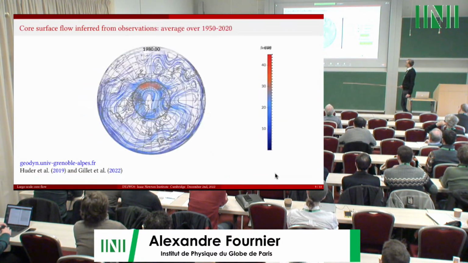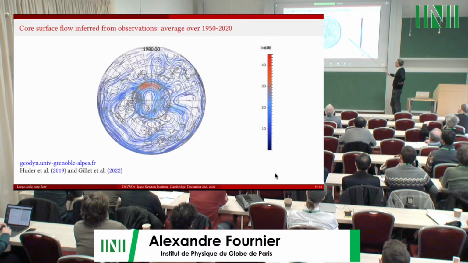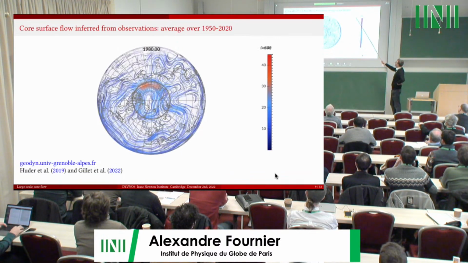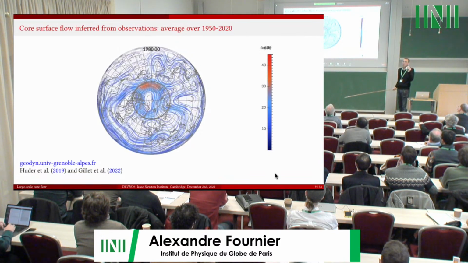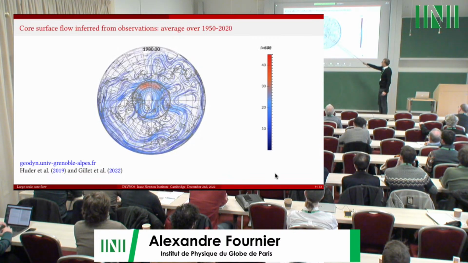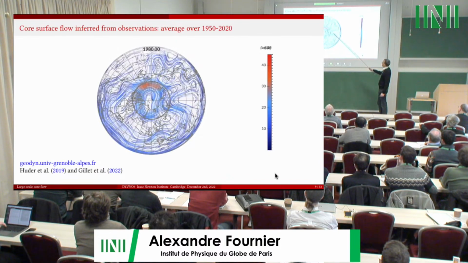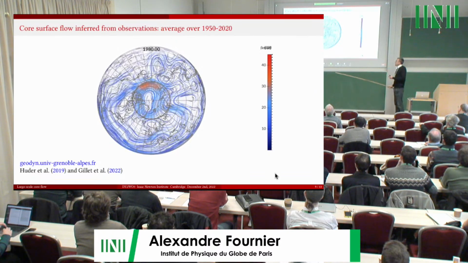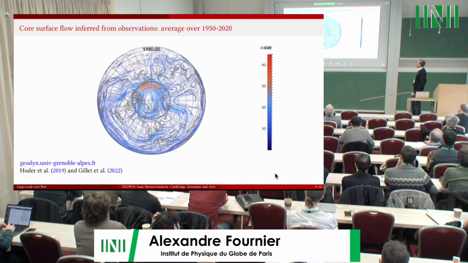So what I did next was to look at the average of the flow using Nicolas' model from 1950 to 2020, so 70 years, approximately half a turnover time. So you see that the flow kept its overall geometry. Maybe it lost a little bit of its intensity here, but it remains a remarkably stable feature.